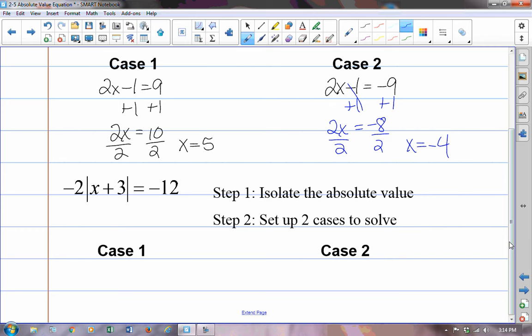Here's another example. This time it has a -2 being multiplied to the absolute value. And yes, it is equal to -2, but you can't decide if this is a no solution until the absolute value is all by itself. So when we divide by -2, now here is an error that is often made. Never, never distribute into absolute value bars.